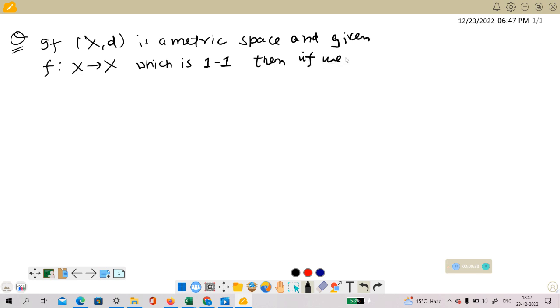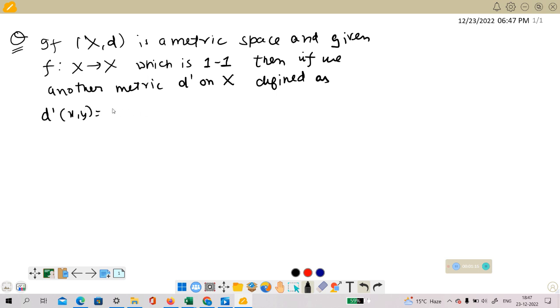that if we have another metric d' on X, defined as, how is d' defined? d'(x, y) is equal to d(f(x), f(y)).